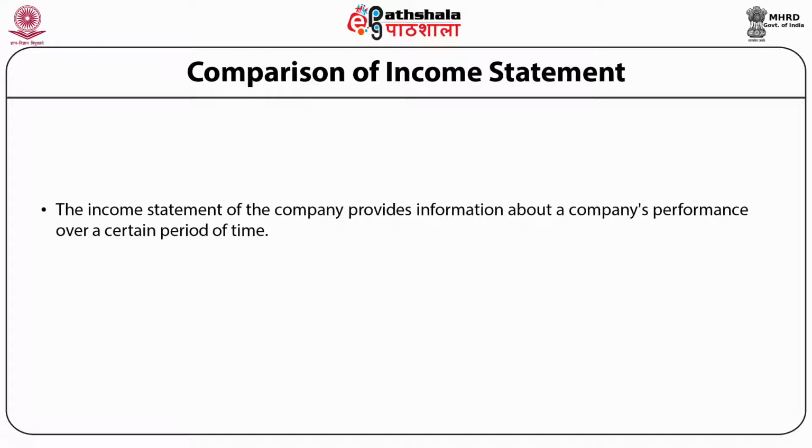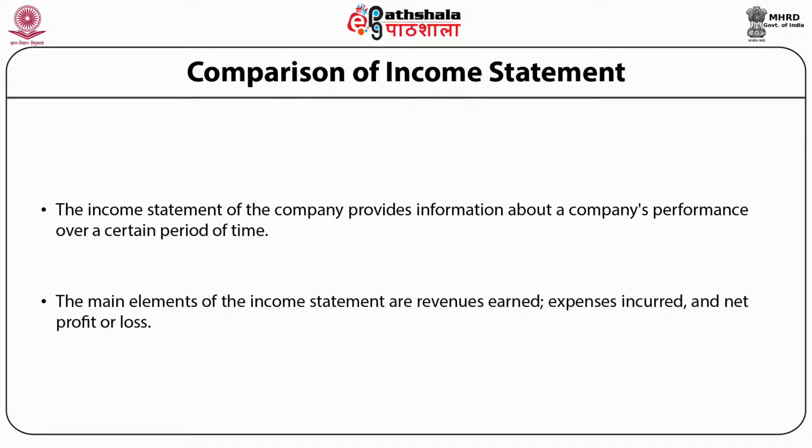The income statement of the company provides information about a company's performance over a certain period of time, although it does not reveal much about the company's current financial condition. It does provide indications of its future viability. The main elements of the income statement are revenues earned, expenses incurred, and net profit or loss. Revenues consist mainly of sales, though financial analysts may also note the inclusion of royalties, interest, and extraordinary items.